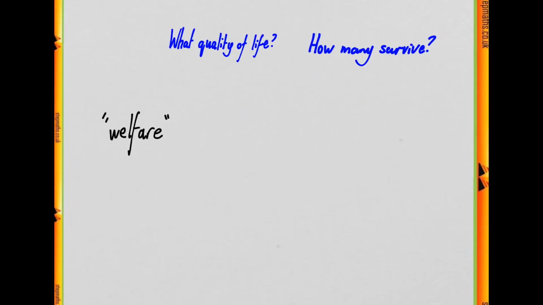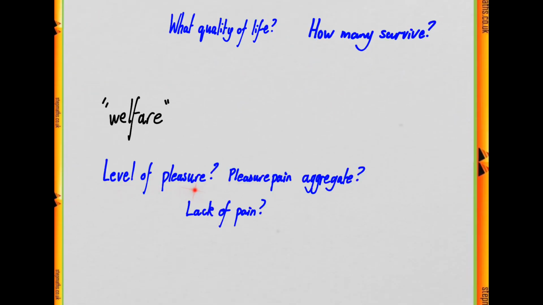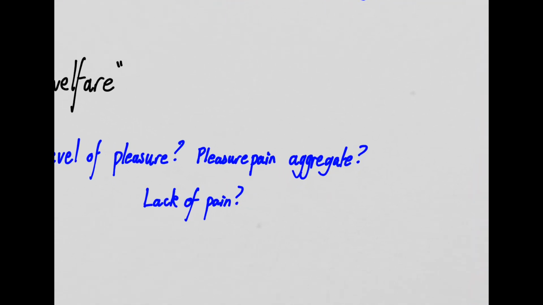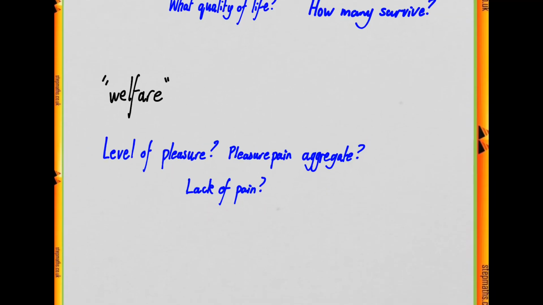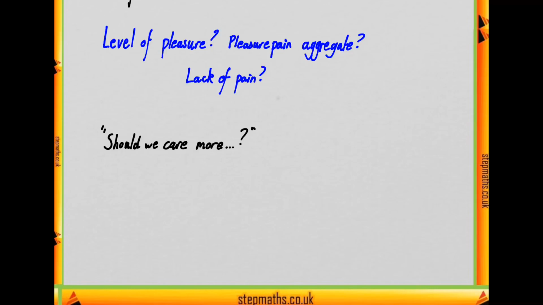We'd also want to think about what welfare means. Does it mean level of pleasure? Is it a sort of aggregate? Do you add up pleasure and then take away the amount of pain and then come up with a number? Is that what welfare means? Or is it just a lack of pain? And then the question, should we care more about, is really getting at, well, which is more important? Which is more important, survival of the species or the welfare of individual animals?